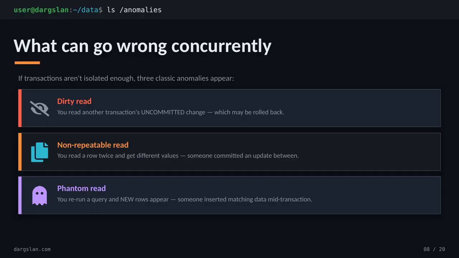And that brings us to the three classic anomalies you'll see when isolation is too loose. A dirty read is when you read data another transaction hasn't committed yet, so if they roll back, you've been lied to. A non-repeatable read is when the same row gives you different answers within one transaction because someone committed an update in between. And a phantom read is subtler. You rerun the same query, and suddenly new rows have appeared because someone inserted matching data while you weren't looking.